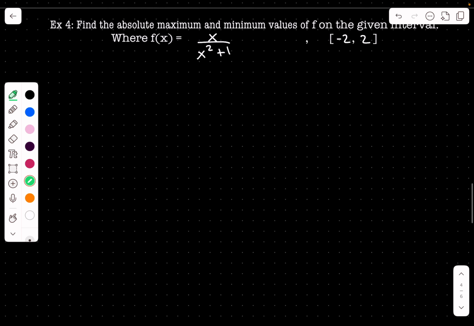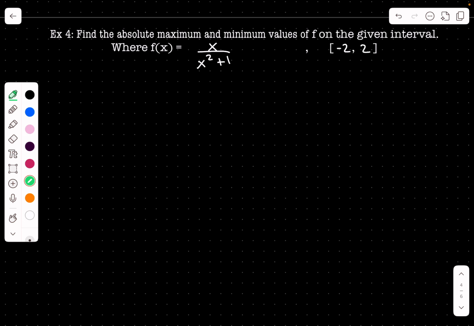All right, this one we're going to use our quotient rule to find our derivative. So let's do this. Again, feel free to pause the video. I feel like it's really easy. Let's see.